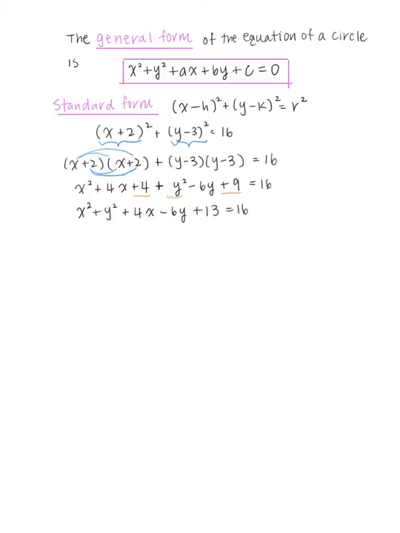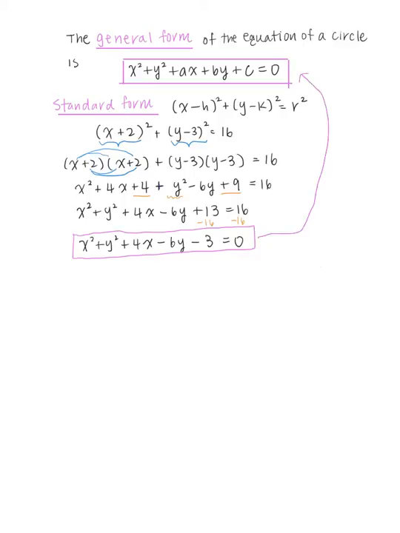Now let's bring the 16 to the left-hand side by subtracting 16 from both sides. We get x² + y² + 4x − 6y − 3 = 0. Let me box this and take a look at the general form above. Isn't this nothing but the general form? So when you expand the standard form, you can get to the general form. Now, given the general form, how in the heck are we going to get back to the standard form?